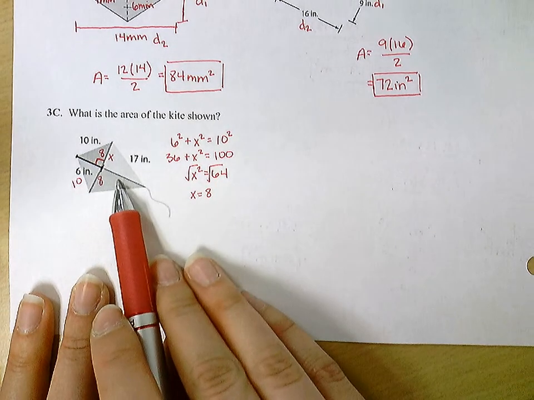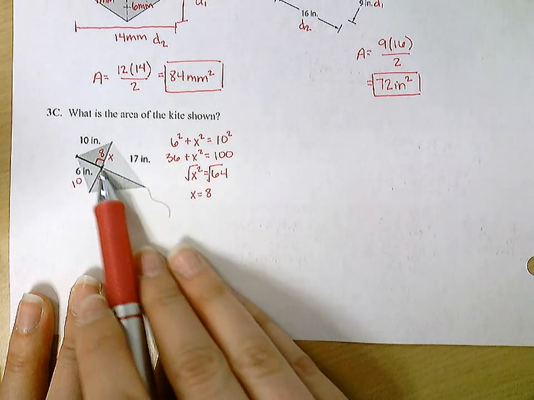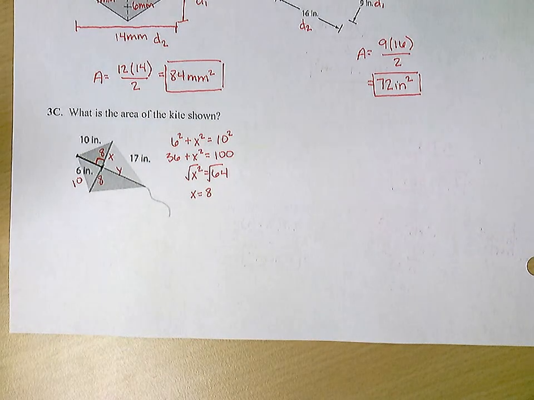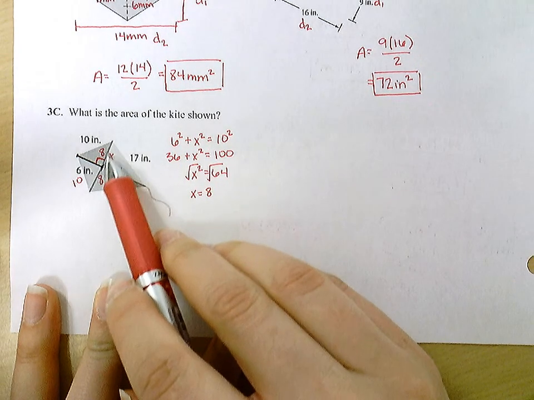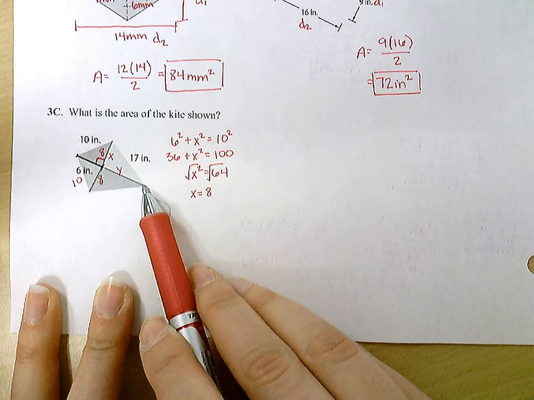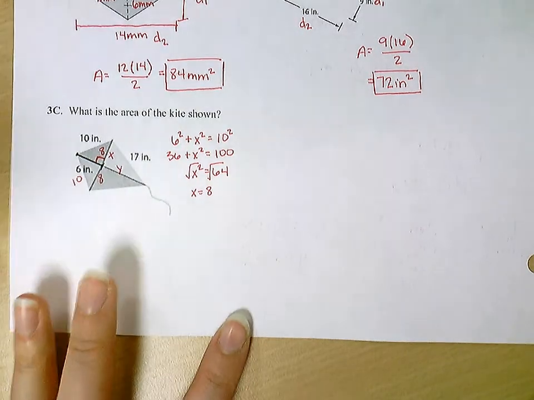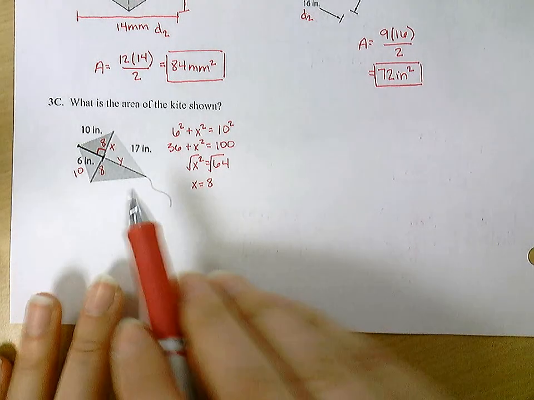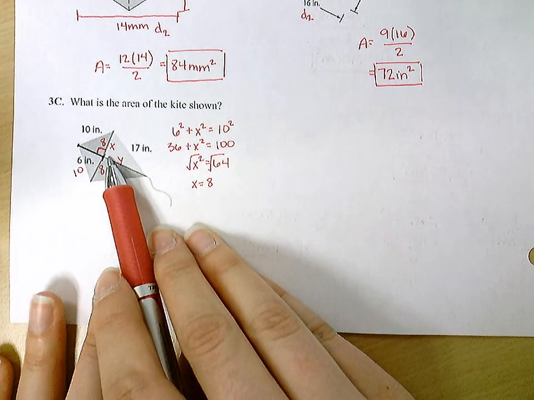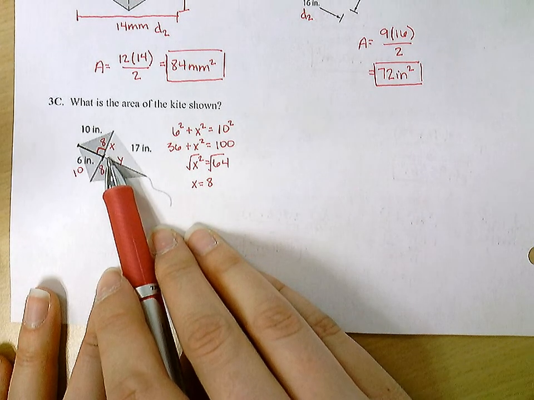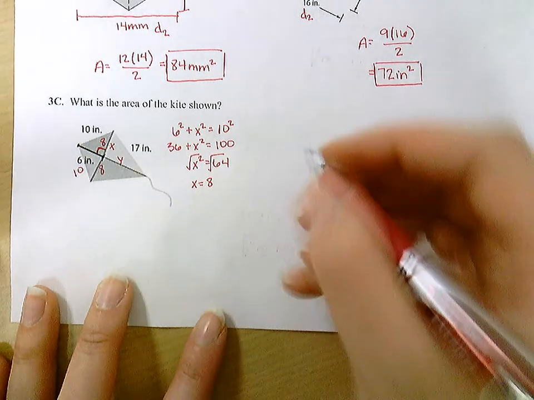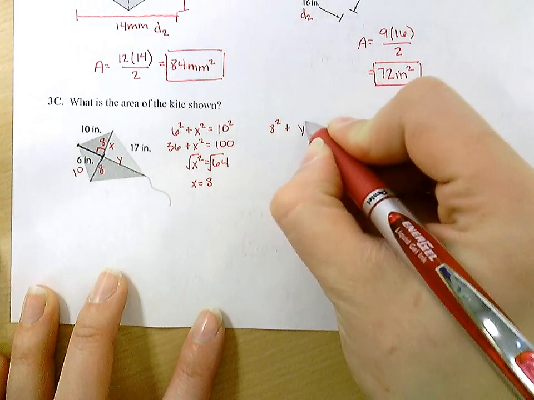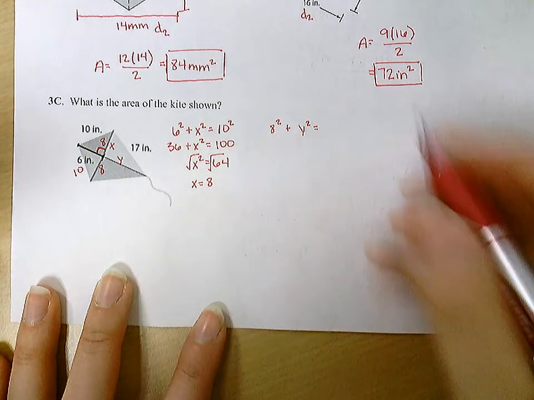Now the only other piece I'm missing is this length right here. So I'm going to label that one as y. You can label it whatever you want. So now since I have this length of 8 and this length of 17, again this is a right triangle, so we can use the Pythagorean theorem one more time to find that remaining piece. 17 is your hypotenuse since it's opposite that 90-degree angle, so it is the c value in the Pythagorean theorem. So you would set this up as 8 squared, since we found that side, plus y squared is equal to 17 squared.